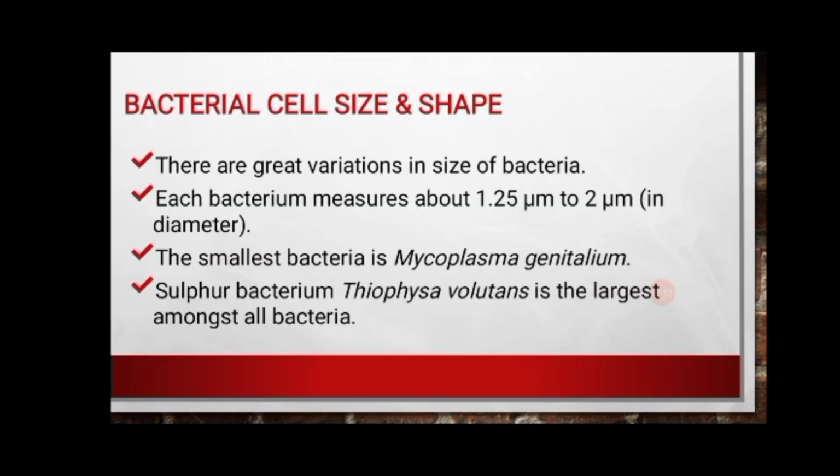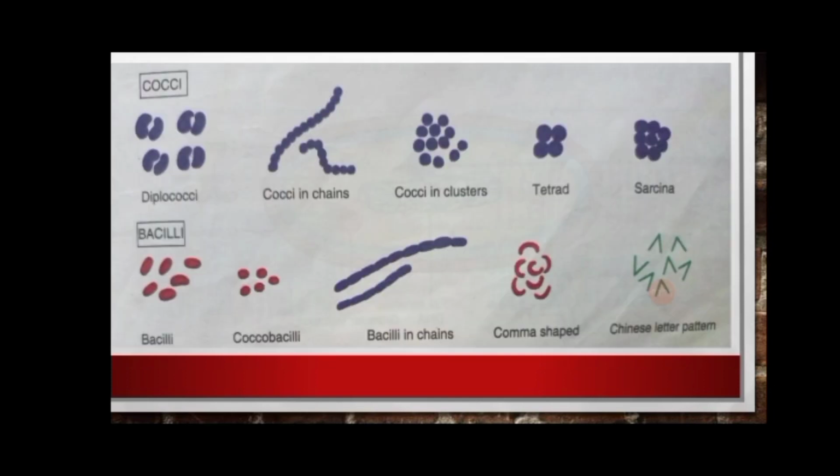First of all, I'm going through the size of a bacterial cell. There is great variation in the size of bacteria. Each bacterium measures about 1.25 micrometer to 2 micrometer in diameter. The smallest bacteria is Mycoplasma genitalium, while the giant bacteria is a sulfur bacterium called Thiomargarita namibiensis. It is the largest among all the bacteria.